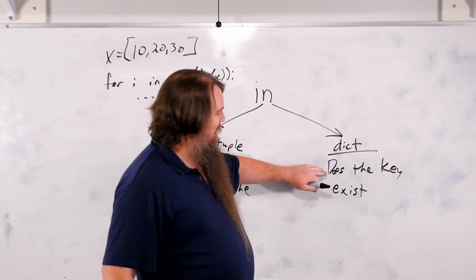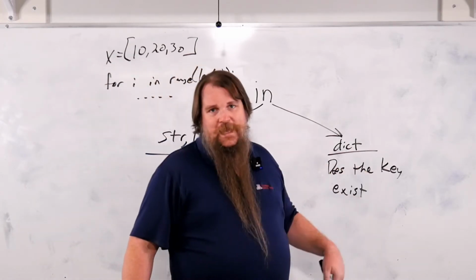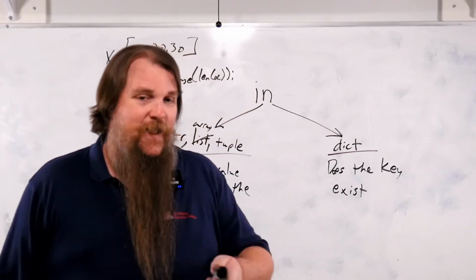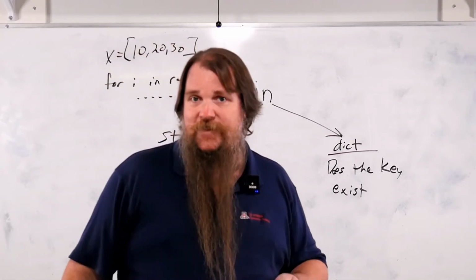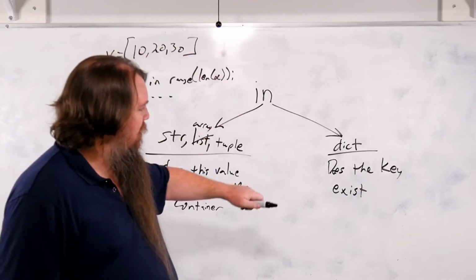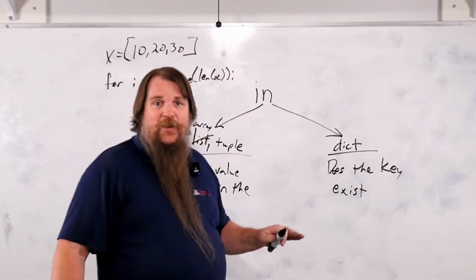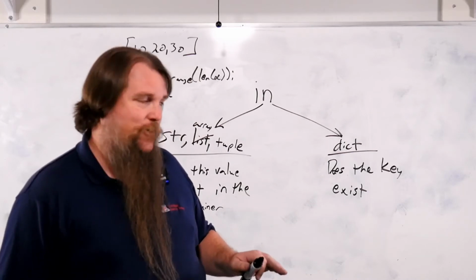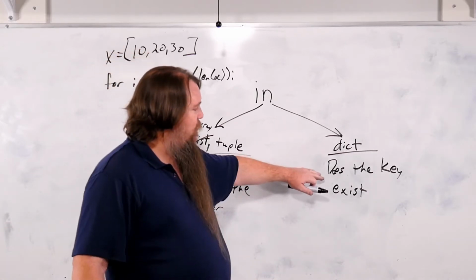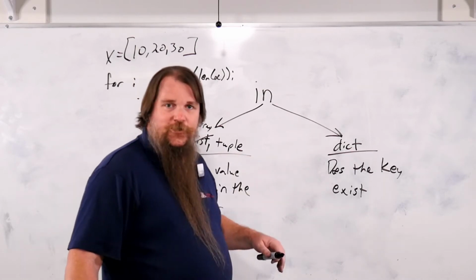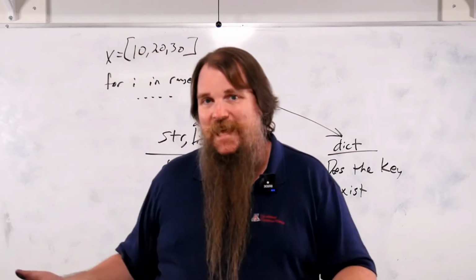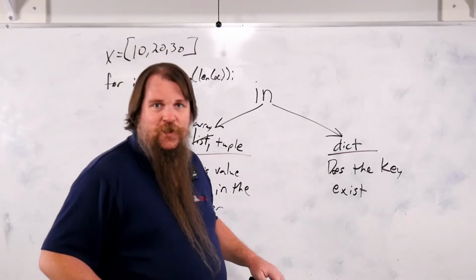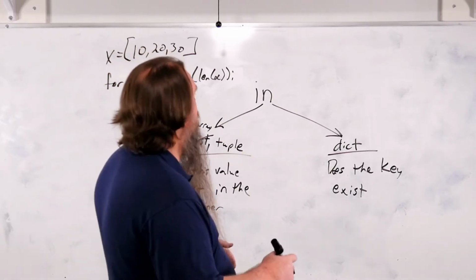It turns out that looking up a key and figuring out whether the key exists inside the dictionary is a very, very easy and fast thing to do in a dictionary. But trying to figure out whether a value exists inside the dictionary is very, very slow and difficult. And so if you want to search the keys, it's very easy to do. If you want to search the values, you're going to have to write the code yourself.